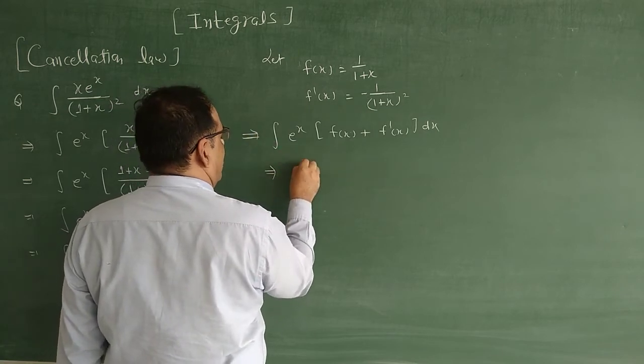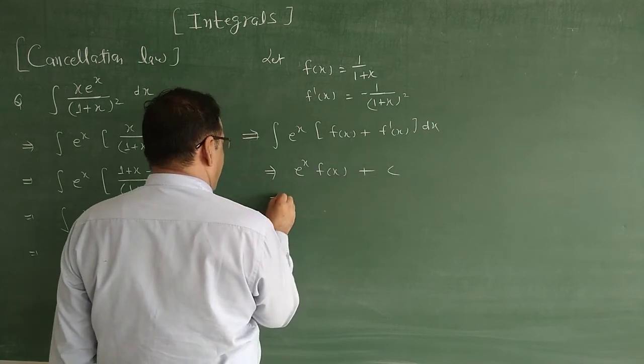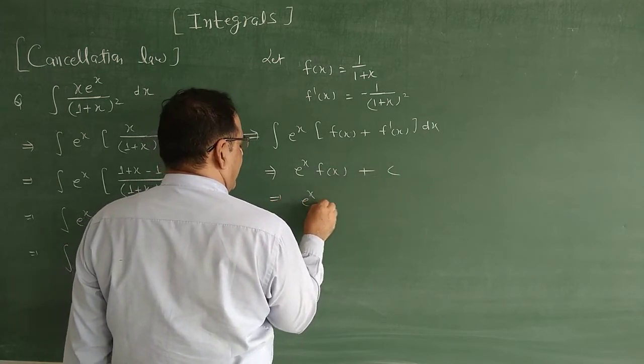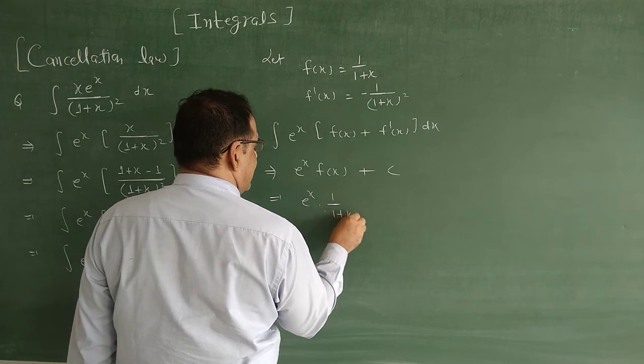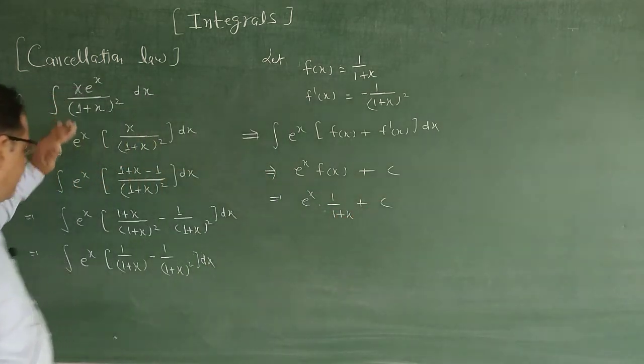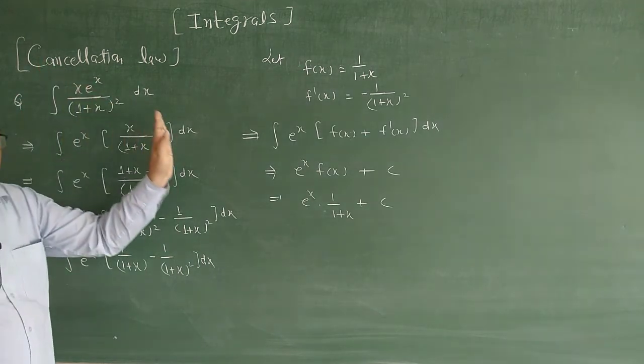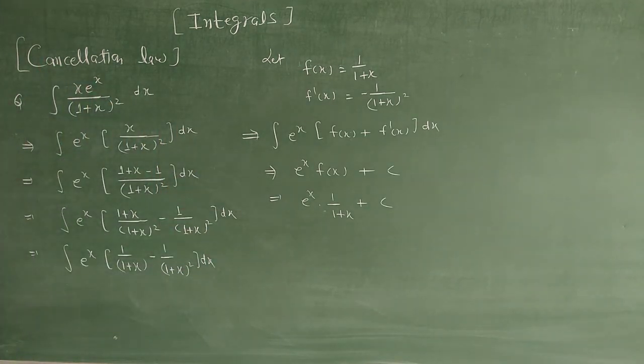Using the cancellation law, this becomes e to the power x f(x) plus c, and what is the value of f(x)? 1 upon 1 plus x, plus c. So this is the solution of this question. Anywhere inside the integral where e to the power x is present, you can apply the cancellation law.